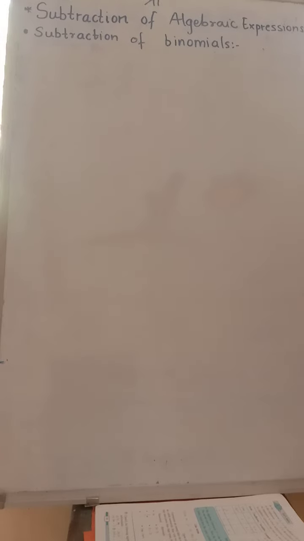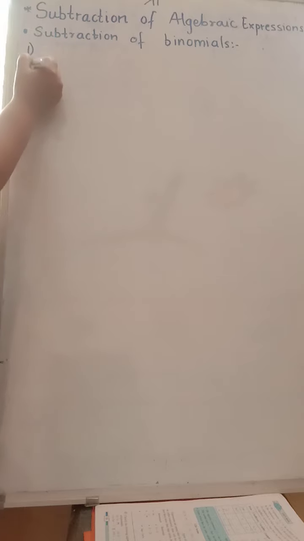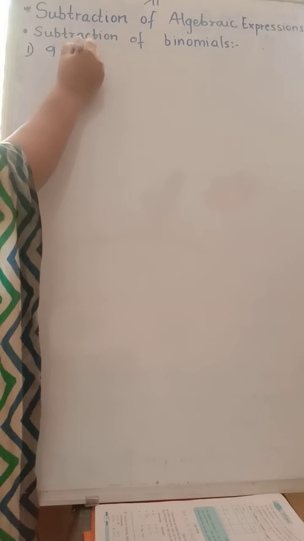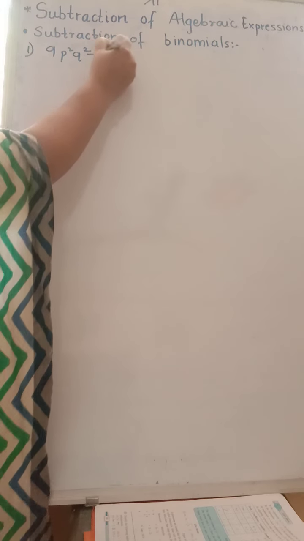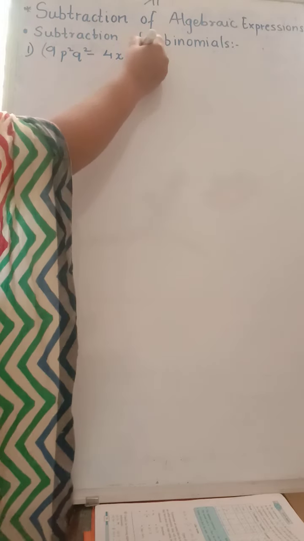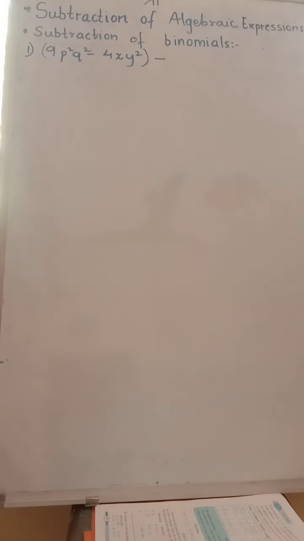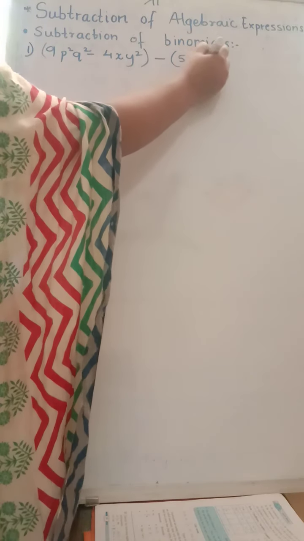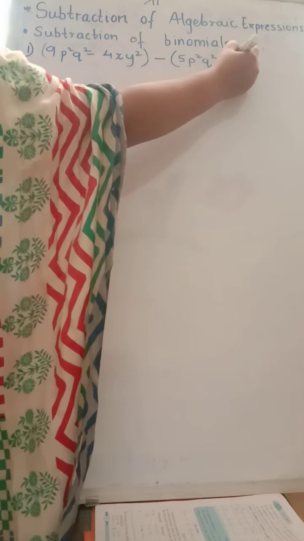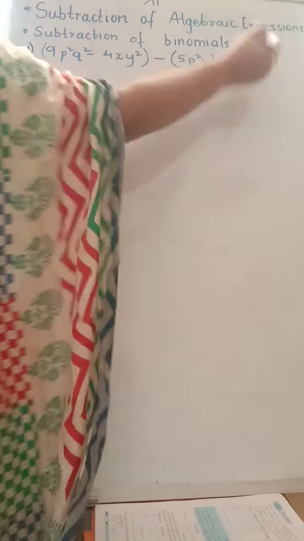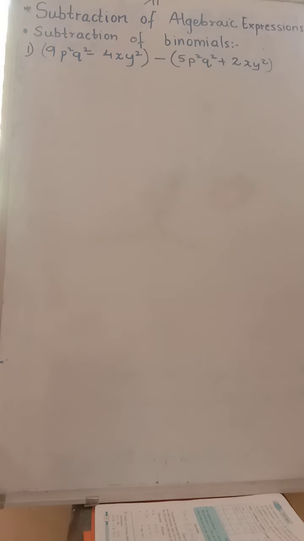So the next is subtraction of binomials. So I will take the sum as, suppose I am taking 9p square q square minus 4xy square. Is this a binomial? Minus the other I will take 5p square q square plus 2xy square. Now again there are two ways to solve this.